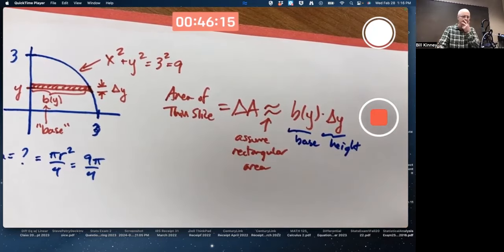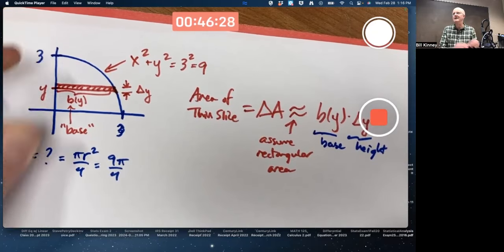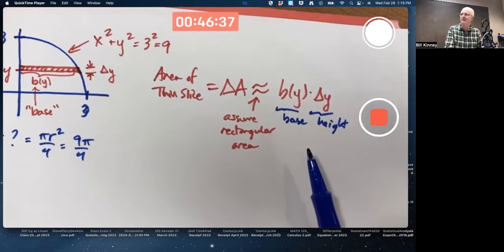Pretending it's a rectangle. By the way, the skinnier and skinnier it gets, the more and more it looks like a rectangle. If delta y were 3, it would not be a rectangle at all. As delta y gets smaller, these things get skinnier, and they look more and more like rectangles. So this approximation, you could argue, gets better as delta y goes to 0.